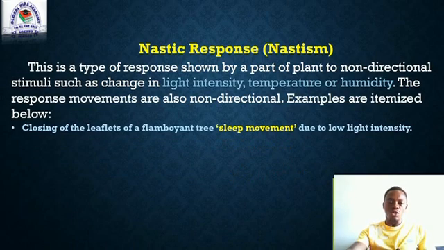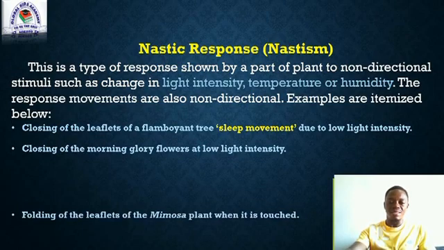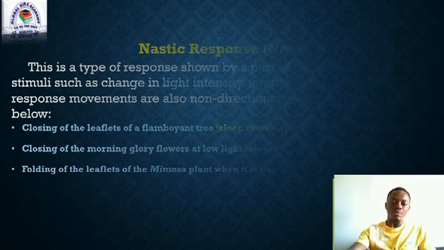1. Closing of the leaflets of a flamboyant tree. This closing of the leaflets of a flamboyant tree is also known as sleep movement due to low light intensity. At low light intensity, the leaflets of the flamboyant tree tend to close. That's what we refer to as sleep movement. 2. Closing of the morning glory flower at low light intensity. 3. Folding of the leaflets of the mimosa plant when it is touched.